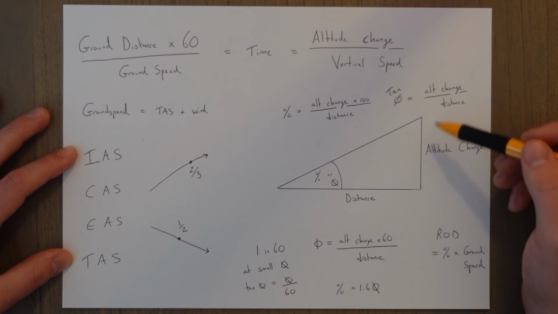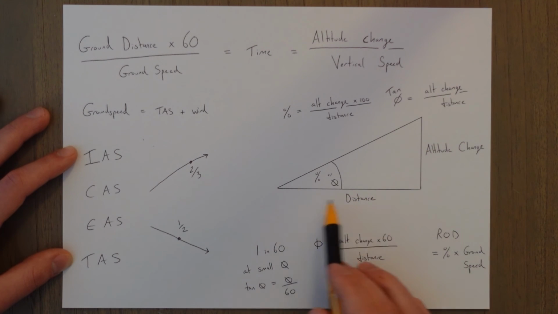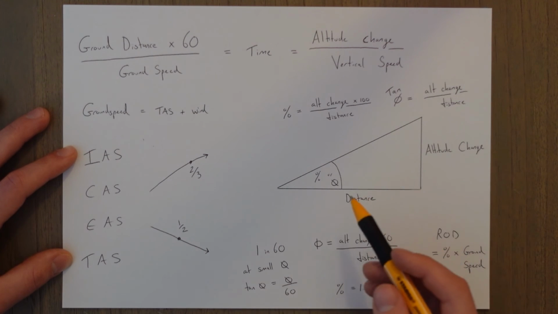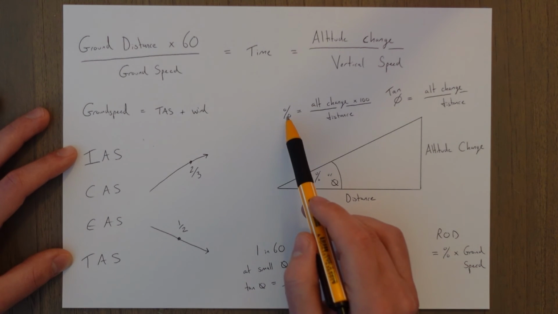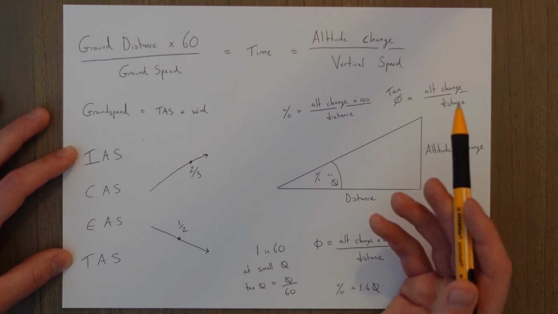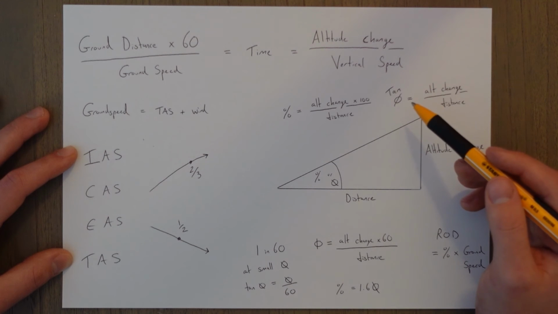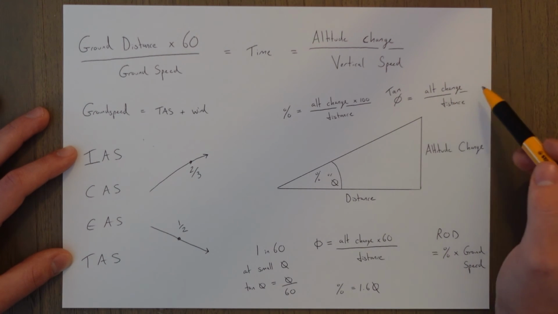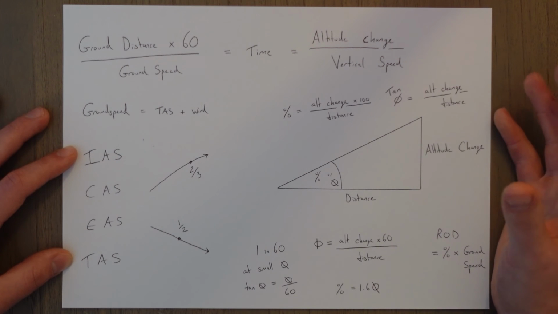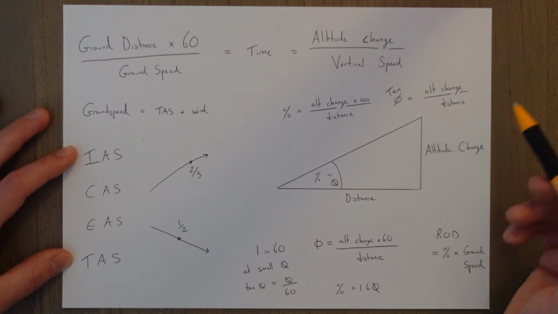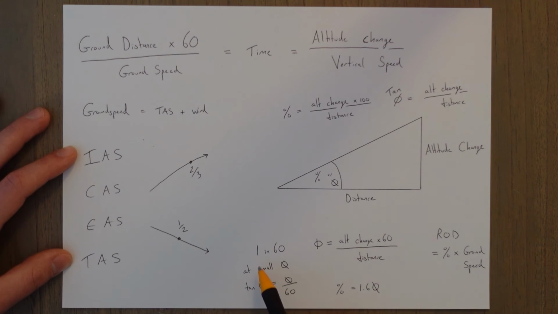Gradient is our vertical change, our altitude change, over our horizontal change, our distance. And we can think of it in terms of percentage or angle. The percentage is the altitude change over the distance, multiplied by 100. And in terms of angle, we take the tangent of the angle, so we'd say tan theta equals the altitude change over the distance, and we get a very accurate value for our angle. But we can also use the 1 in 60 rule, which basically states that at small angles, tan theta equals theta divided by 60. And then we would plug that into our equation, do a bit of rearranging, and we can use this as a good estimation for small angles.